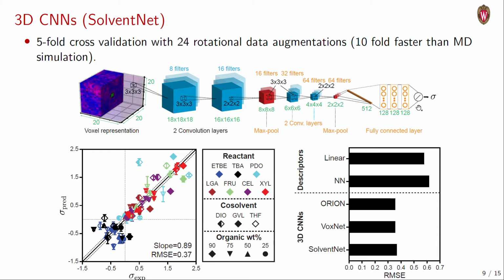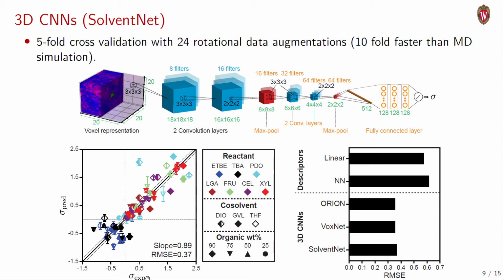The 3D CNNs were evaluated using 5-fold cross-validation, similar to the procedure used for human-selected descriptor models, and with 24-fold rotational data augmentation. It should be noted that for the 3D CNNs, since we are only using 20 nanoseconds of MD data instead of 205 nanoseconds, the training and the testing reduced the computational cost of MD simulation at least 10 times. The bottom figure shows the parity plot between predicted sigma and experimental sigma.